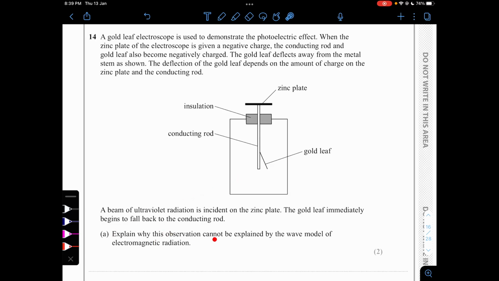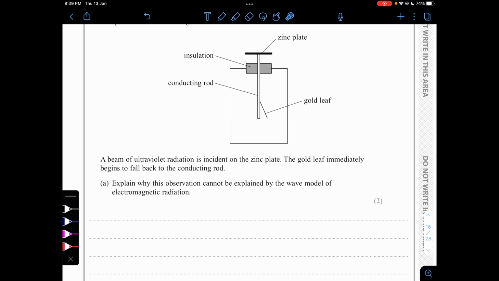Explain why this observation cannot be explained by the wave model of electromagnetic radiation. So what can we say about the wave model? The immediately bit is the main thing. How can it immediately begin to fall back down if we were using the wave model? Because in the wave model, how is the energy distributed?